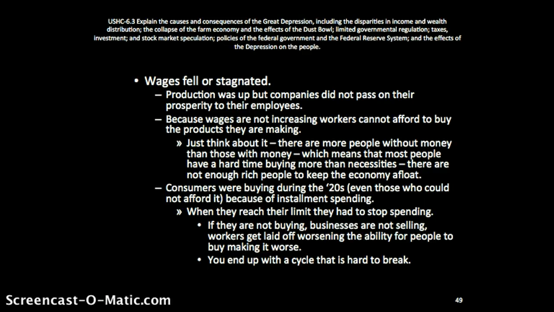And so as there's more and more products out there, people aren't making nearly as much to buy new things. Since wages are not increasing, workers can't afford to buy products. And one way they bought products, even when they couldn't afford it, was through installment spending. And they're going to reach their limit, and they're going to stop spending. And whenever people stop spending, that's when the economy starts collapsing.